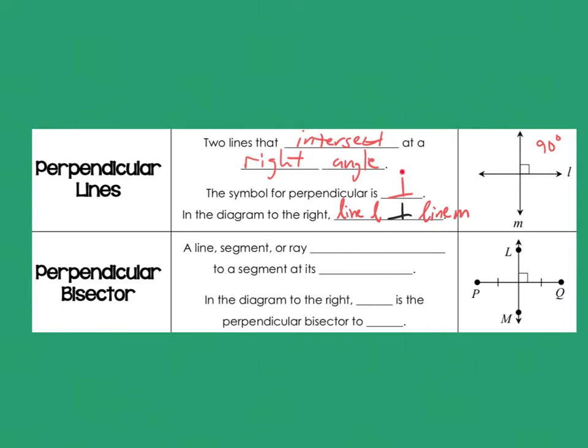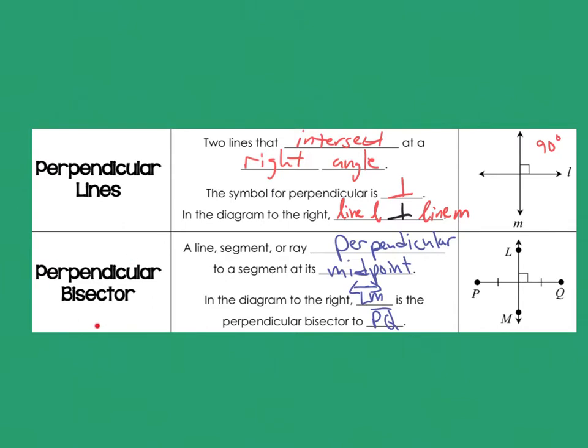So the symbol for perpendicular is an upside down T. And when I see that upside down T, I'm going to say the words "is perpendicular to." So we'll say in the diagram to the right, line L is perpendicular to line M. And that's how we write that. Line L is perpendicular to line M.